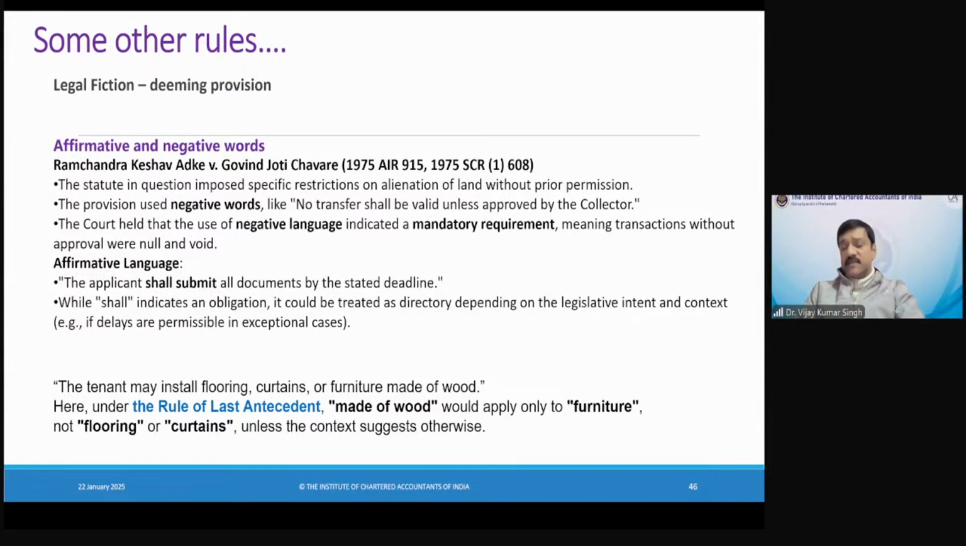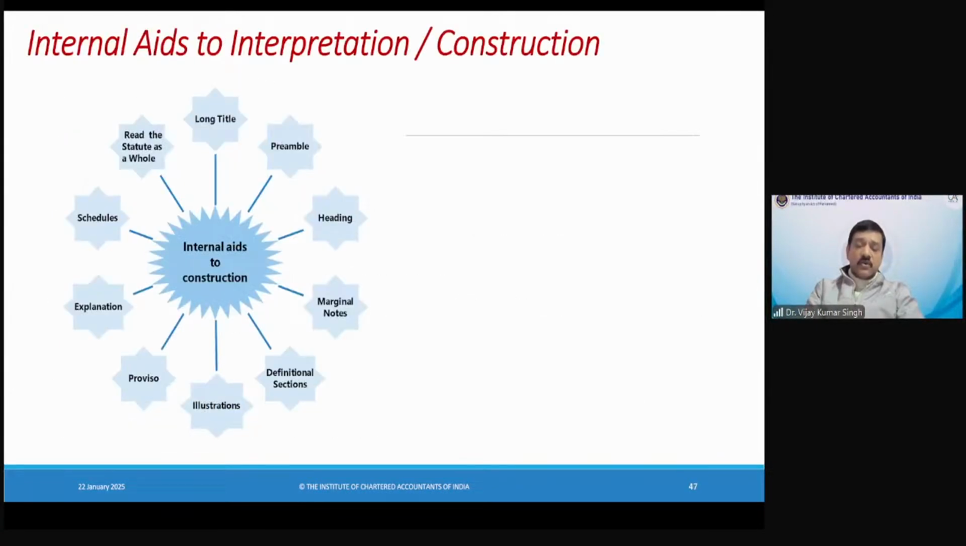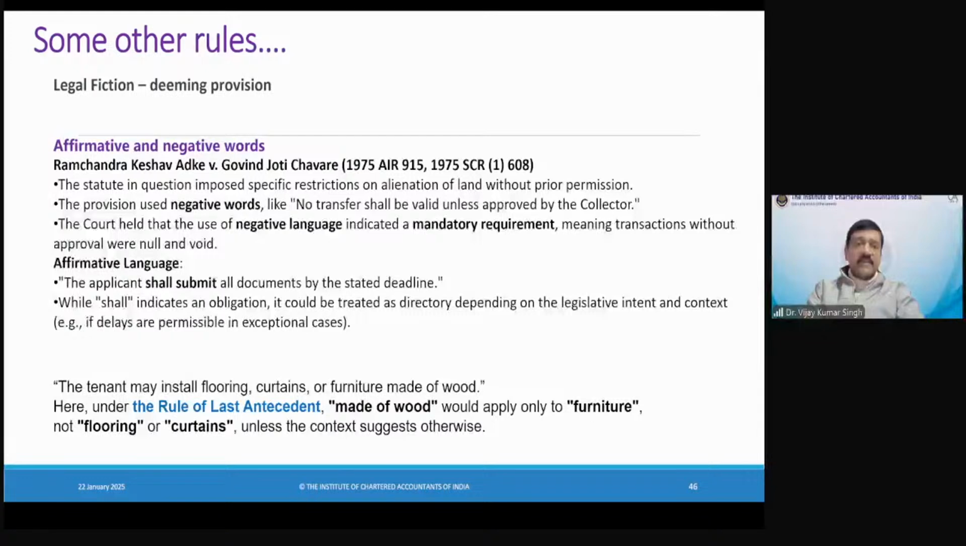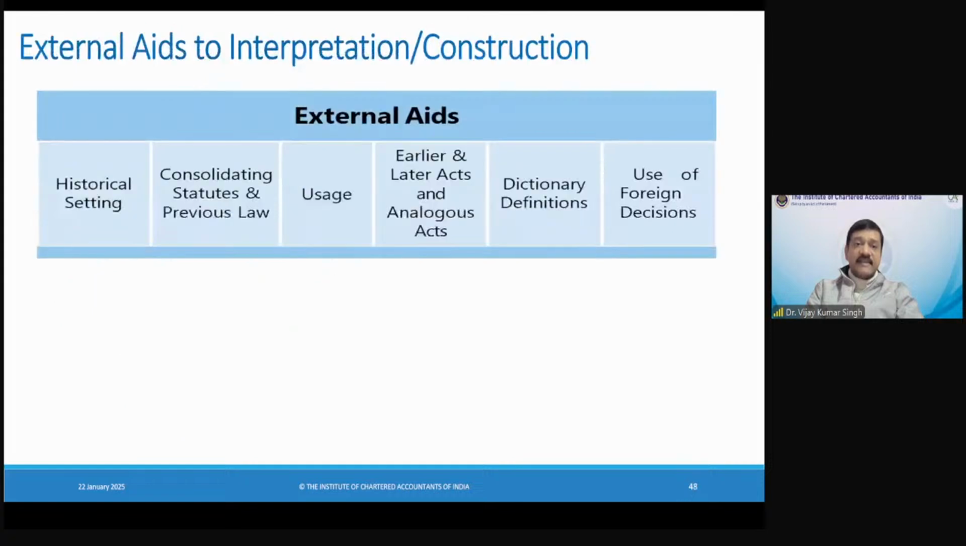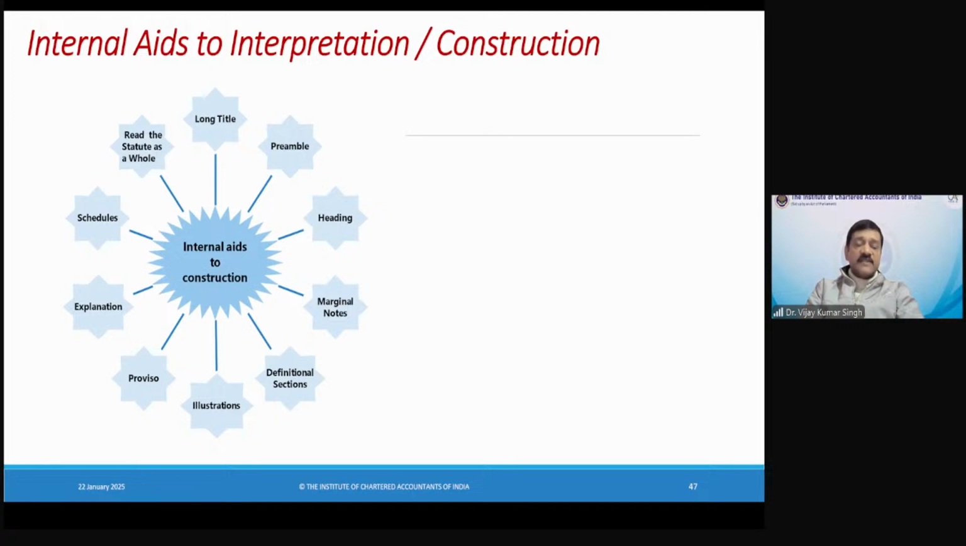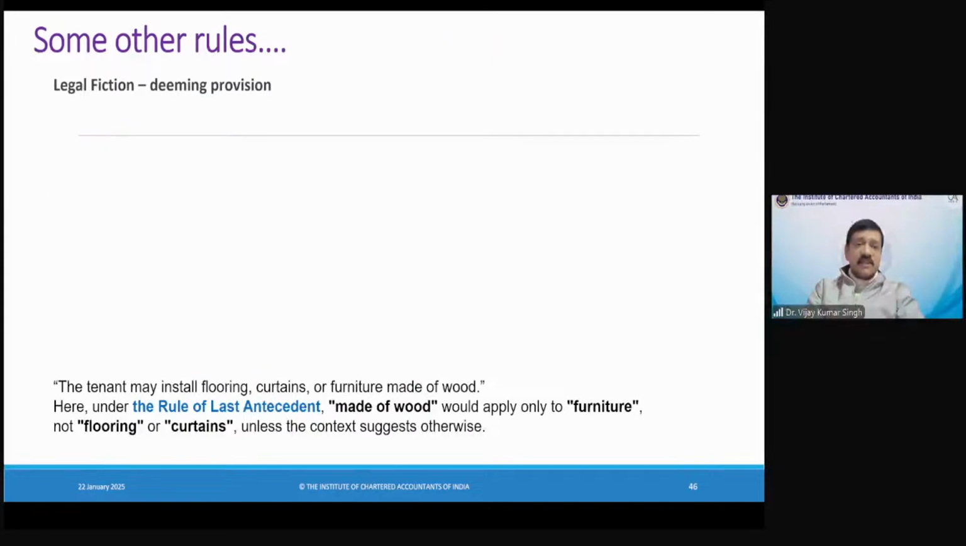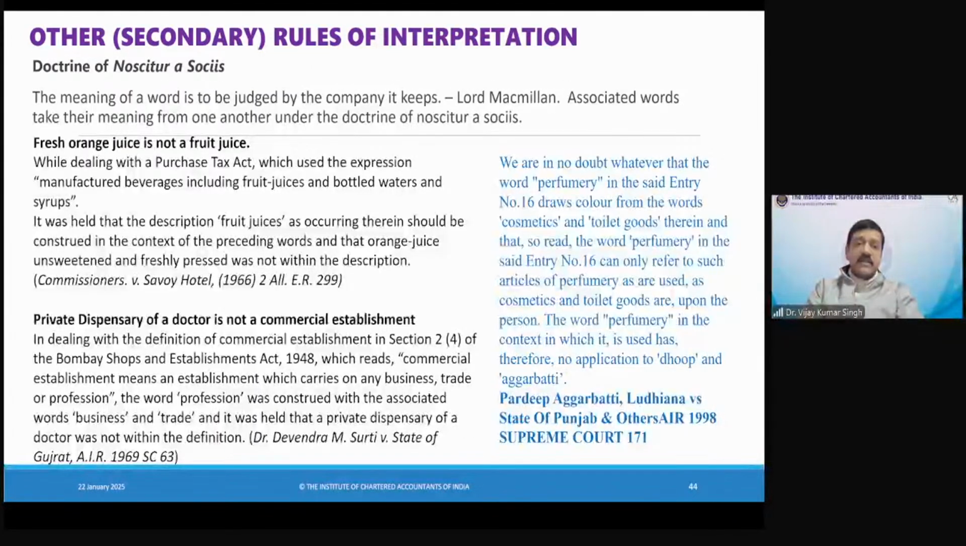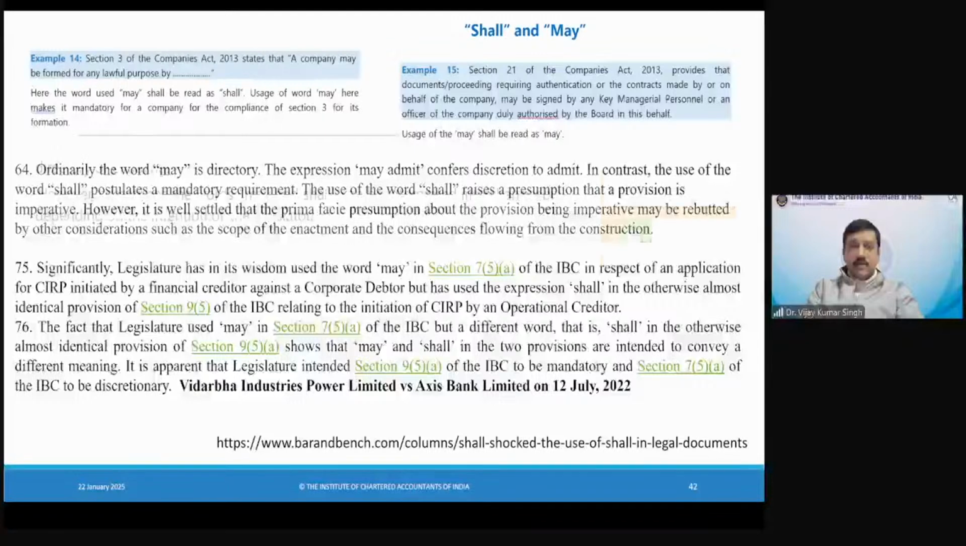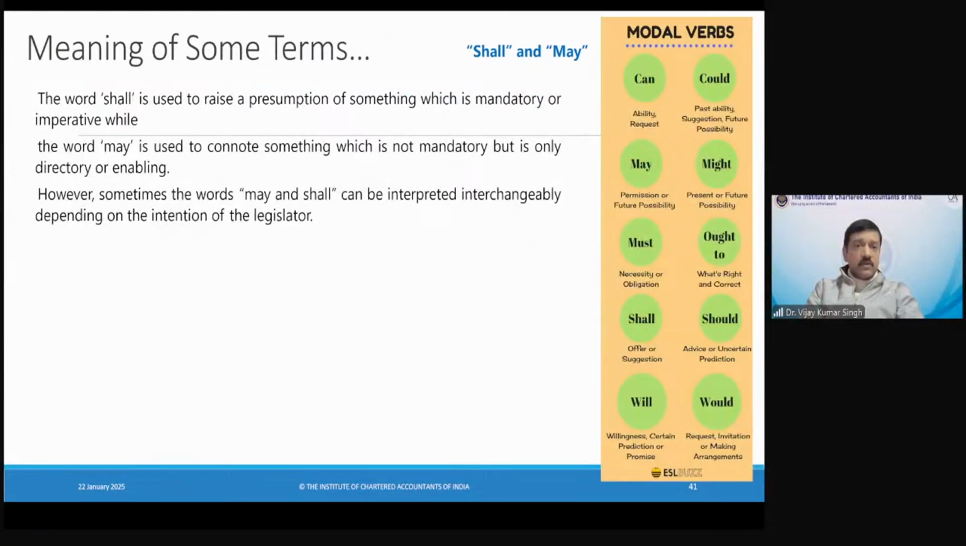If you see the interpretation, there are many other rules also like this which are mentioned. So this is what was there in terms of the rules. We will also talk about the internal aids and external aids in our next class, that is on Monday. So I would suggest you read some legislations that will give you more understanding about them. Now let me take the questions.